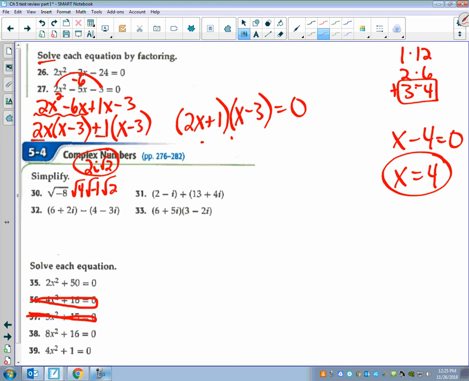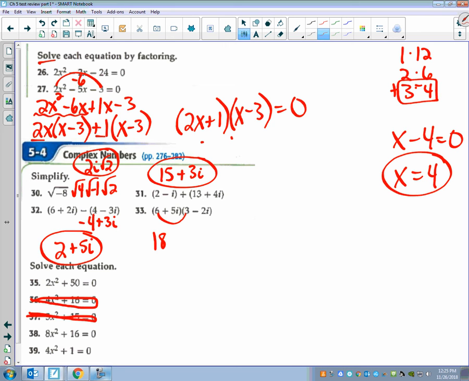This one, pay attention whether it's adding, subtracting, or multiplying. Do not multiply in all of these. We're just adding. So 2 plus 13 is 15, and -1 plus 4i is plus 3i. That's it. You're just adding. This one you're subtracting, so be careful, because that would be subtracting 4, but subtracting a -3i would actually be plus 3i. So 6 minus 4 is 2. 2i plus 3i is 5i.